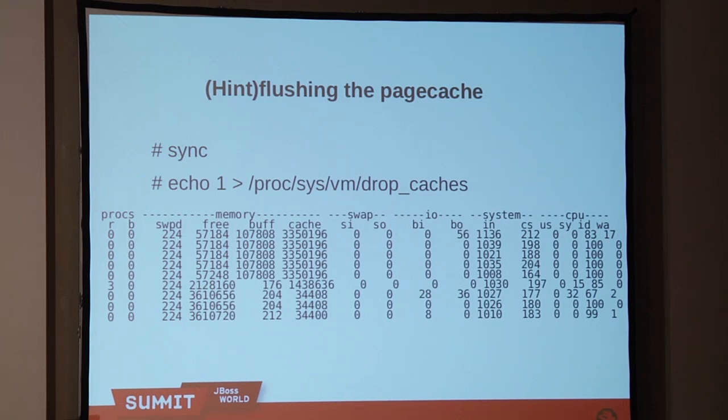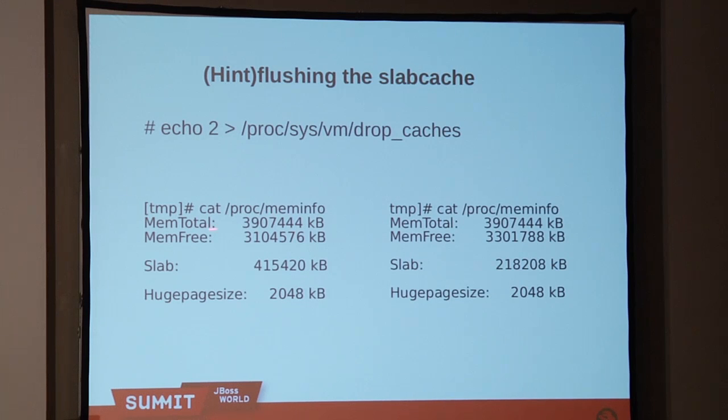The slab cache has what we call reclaimable and unreclaimable portions. Echoing a 2 into this parameter will drop the slab cache. You can see when I did this, the slab cache just dropped by some amount. The reason it could not drop as dramatically as the page cache is that there are a lot of kernel data structures you can't get rid of. They're the task and memory structures of running processes. The only things it can get rid of are dynamically allocated data structures that are not in use anymore, like the VFS caches and so forth, the file system caches.